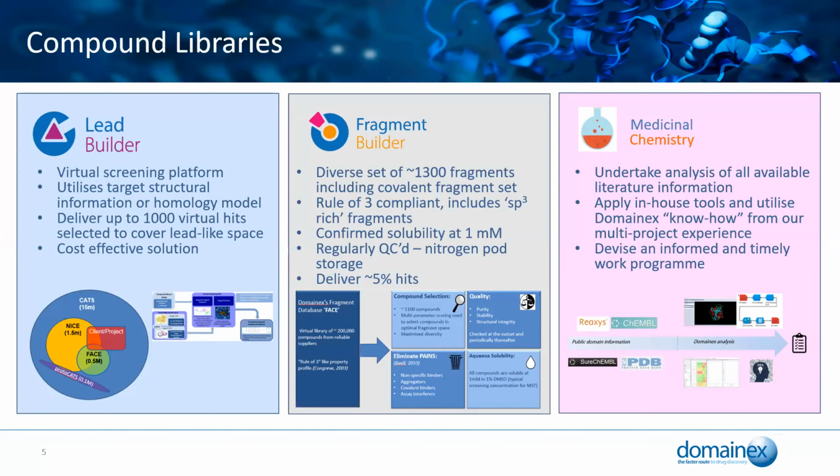So in terms of our virtual screening platform, obviously this can utilize structural information or homology modeling, and we tend to screen up to about 1,000 compounds in this. At the bottom left, you can see a visual representation of some of the virtual libraries we've got. And we've got a CATS library, which are all the commercially available compounds. This isn't just a virtual library that doesn't actually exist in reality. This is a library that genuinely does exist, that we can purchase from, and that enables rapid hit expansion.